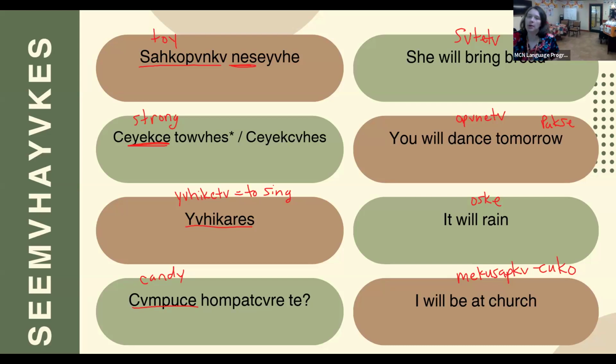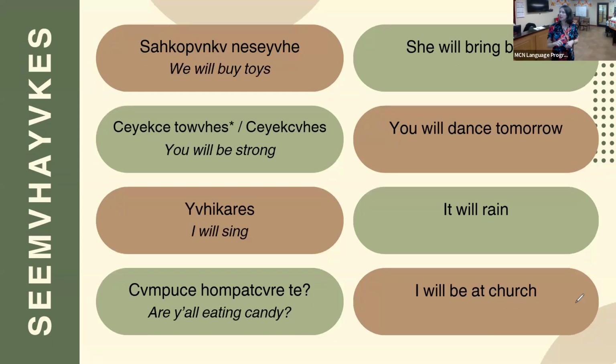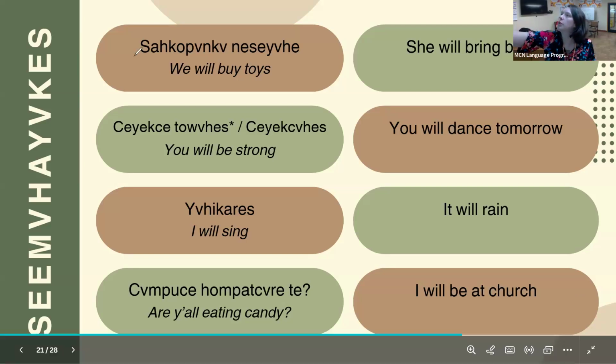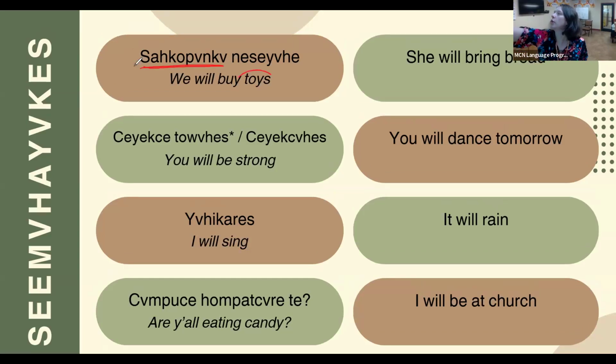Let me go ahead and clear my drawings and let's go over to this side. So look at the Mvskoke side first. We have Sakobanga Nisiyahis. So like you said, this is toy. And Nisida was to buy. Iyahi was our we. We will. So we will buy toys. Sakobanga Nisiyahis or Nisiyahi.